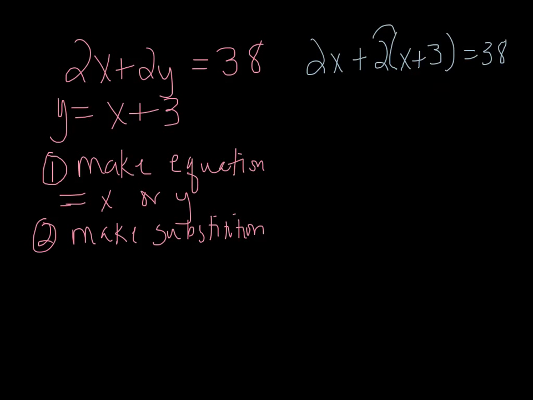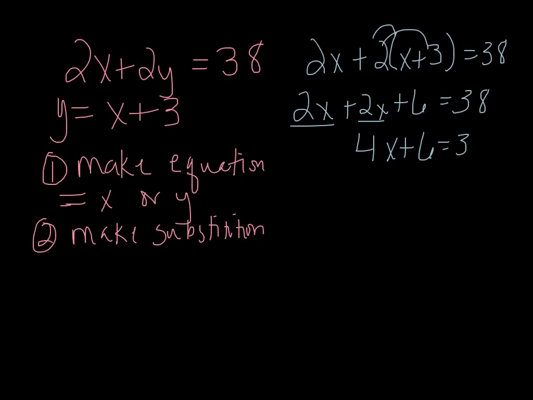Alright, so I'm going to go ahead and distribute, because we always have to distribute first. 2 times x is 2x. 2 times 3 is 6. Okay. Combine like terms. 2x and 2x is 4x. Plus 6 equals 38. Now subtract 6. 4x equals 32. So x equals 8. Alright, there's my x answer.